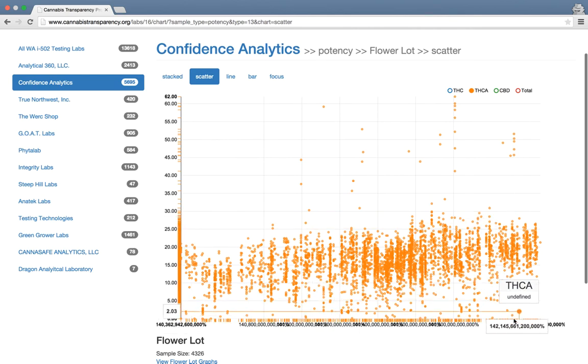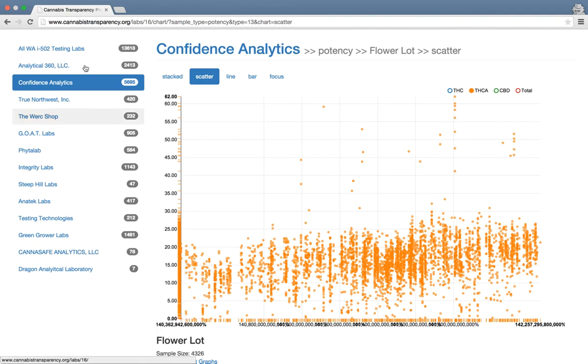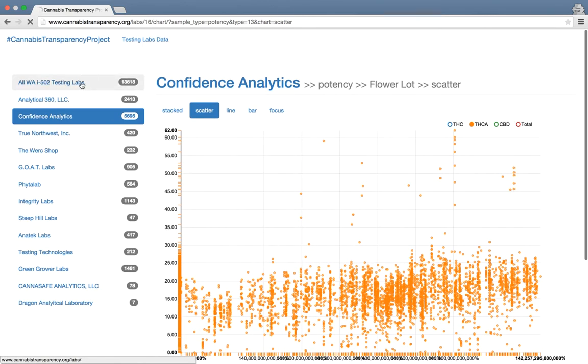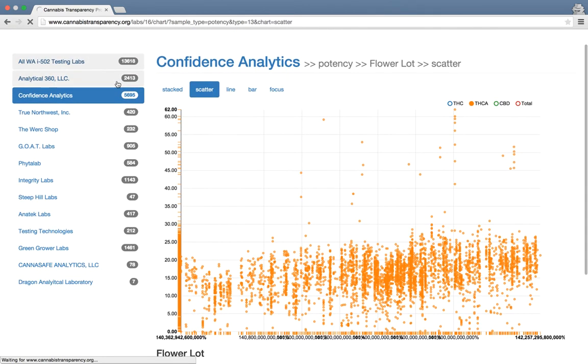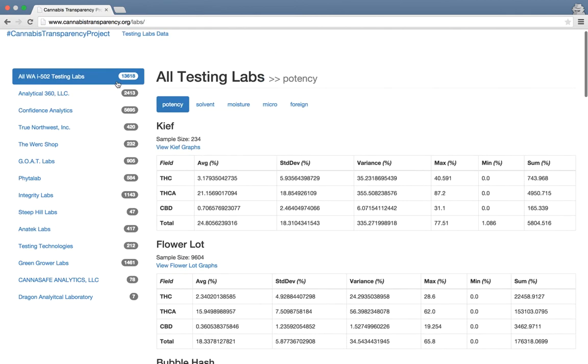The scatter graph time is a little off, so it's using the percentage right here, but it's just the ordinal, so it's in order, or the Unix timestamp. So we can go back to all testing labs and look at all aggregate data as well the same way. Yeah, cool. That's about it. There's a lot of information that you can look at freely.